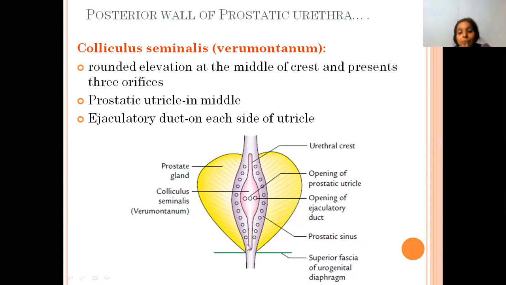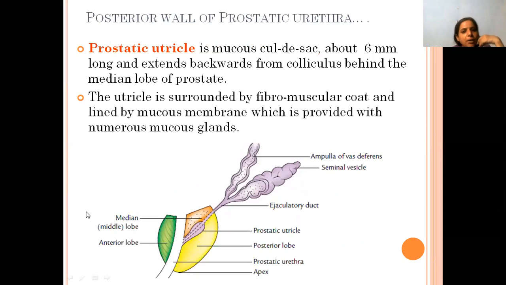So the prostatic urethra itself can be a 5 marks question. You are supposed to draw this picture, and this midline elevation you call the colliculus seminalis. Verumontanum is another word, but you need not remember such complicated terms.